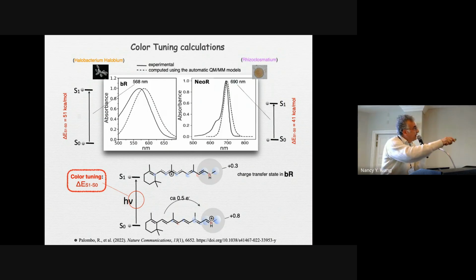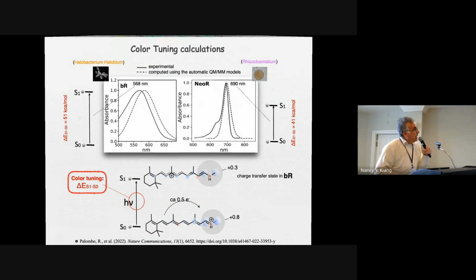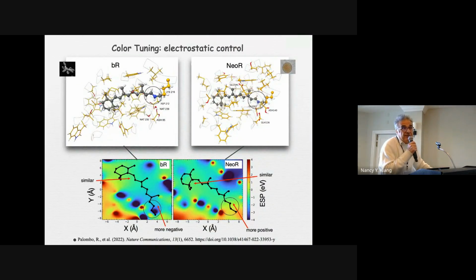So basically to get a large gap or a small gap between the ground state and the excited state. So this was obviously analyzed using this QM/MM model I was telling you about, because it can produce a detailed image of the electrostatic field produced by the protein environment. You see here the protein environment of the two types of rhodopsin surrounding the retinal chromophore.